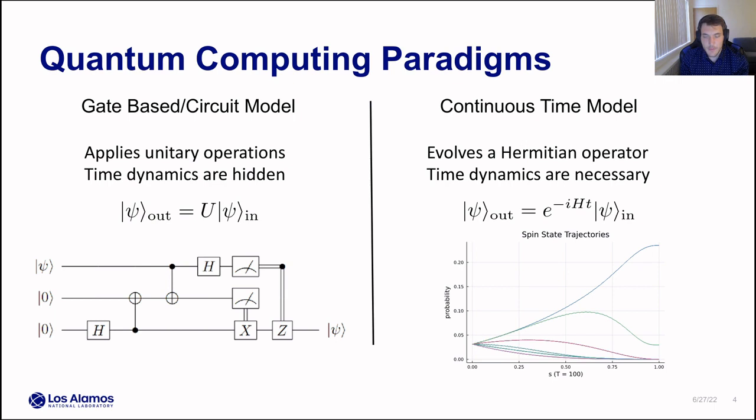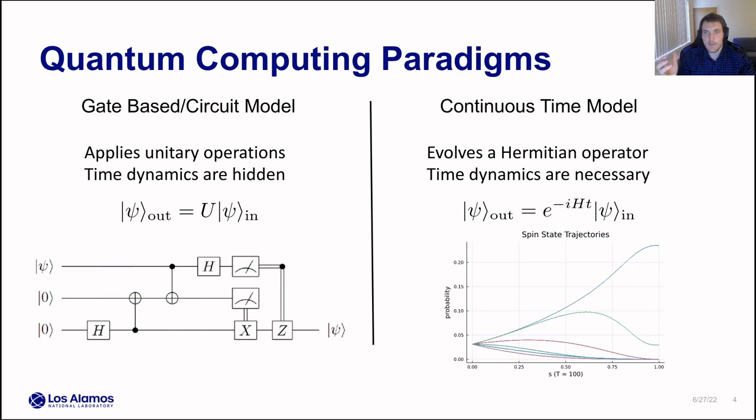You assume that the time dynamics are hidden and that you just have unitary matrices which behave exactly the way that you want them to. So on the bottom left here, I have an example of the very well-known quantum teleportation circuit, where you are using these unitary matrices to transport an input state from the first wire down to the third wire. Now what about the continuous time model?